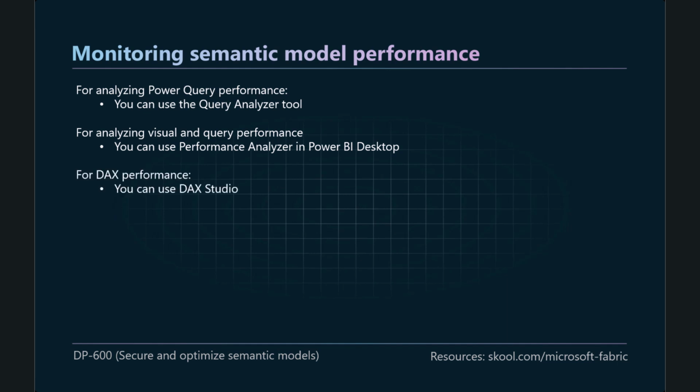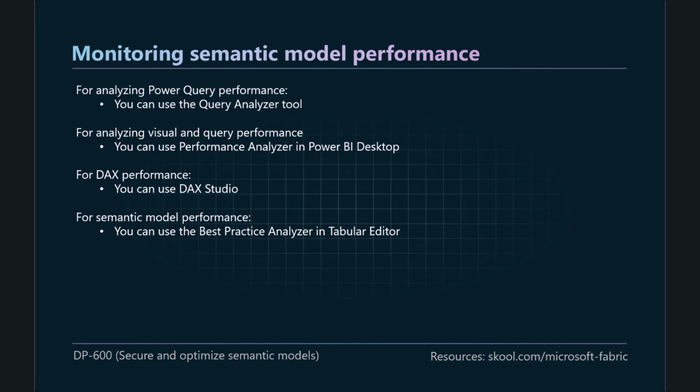So when we're talking about DAX performance, we can again use DAX Studio. We can bring in data from Performance Analyzer. We can also use things like traces to monitor all of the different events, both on the client side and on the server side as well. And for semantic model performance, we can use things like the Best Practice Analyzer, which is a tool within Tabular Editor.